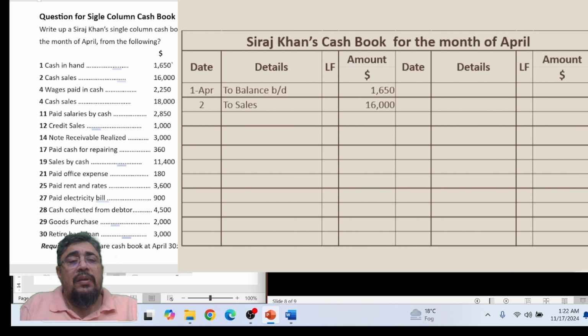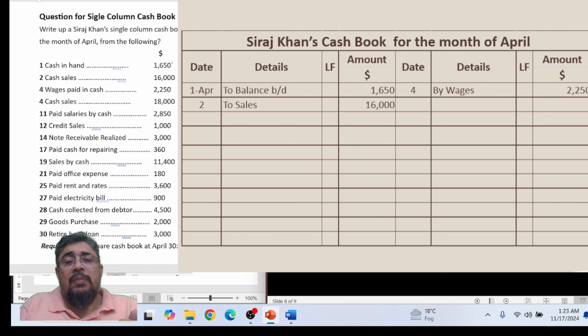Next is wages paid in cash. Now we are paying the cash. Whenever we pay, we record it on the credit side. So here in the date we will write 4th April, by wages, and the amount is 2250. The next transaction is on 4th April, cash sales 18,000.